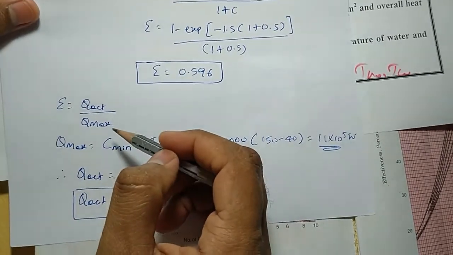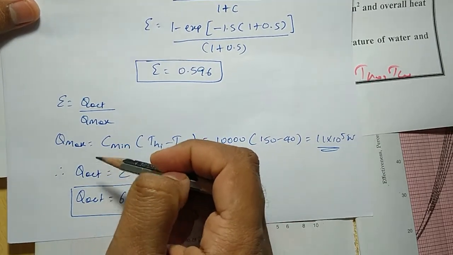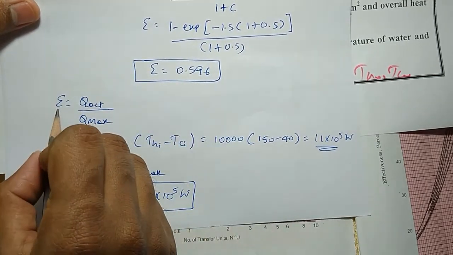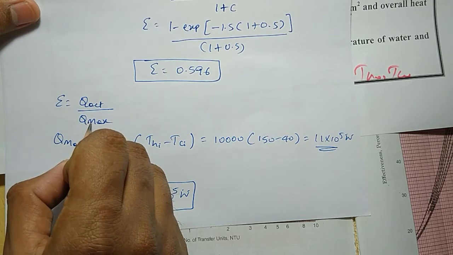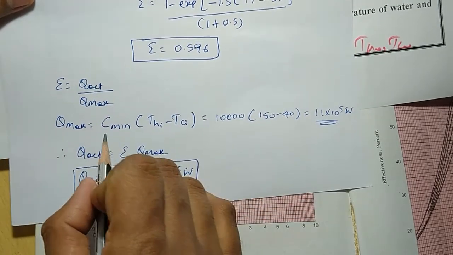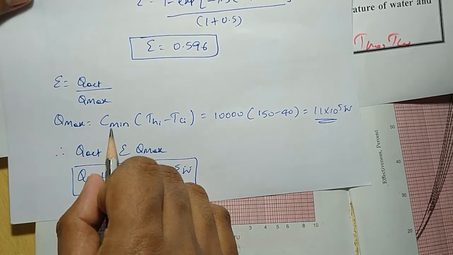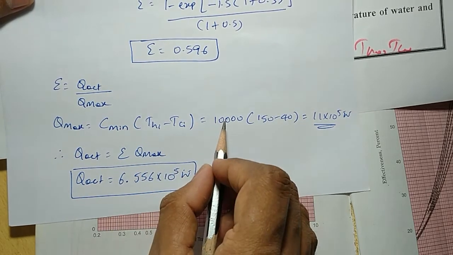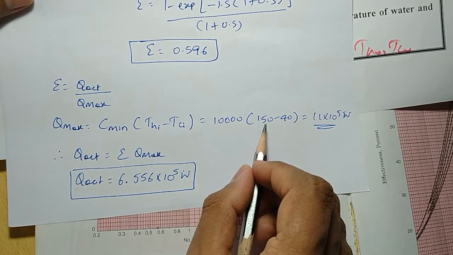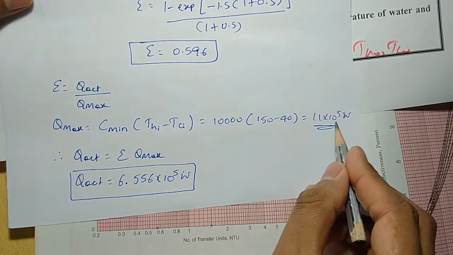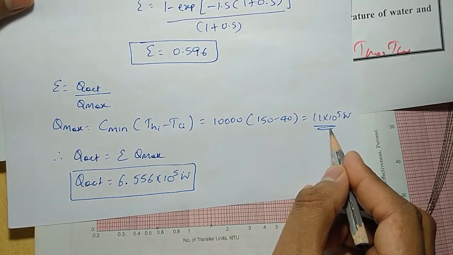Next, in the problem they ask you to find out the actual heat transfer. The effectiveness is equal to what? Q actual by Q max. Q max can be found out by this equation, C minimum into (THI minus TCI). C minimum is 10,000, THI 150 minus 40, you will get 11 into 10 power 5. Right, this is the maximum heat transfer.